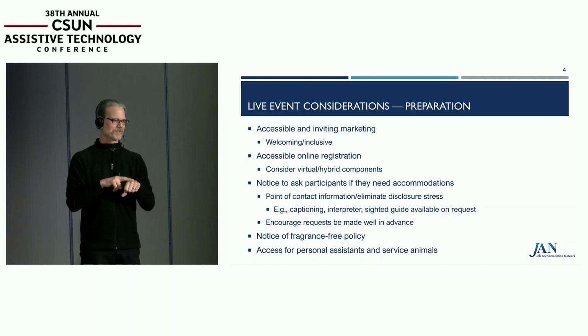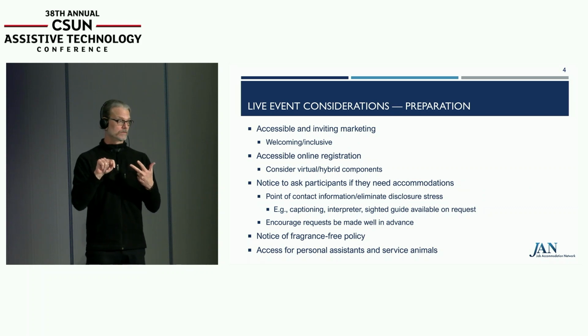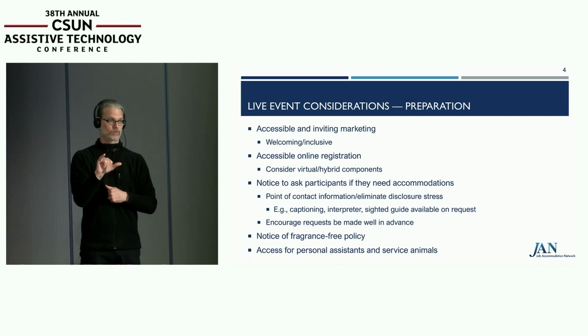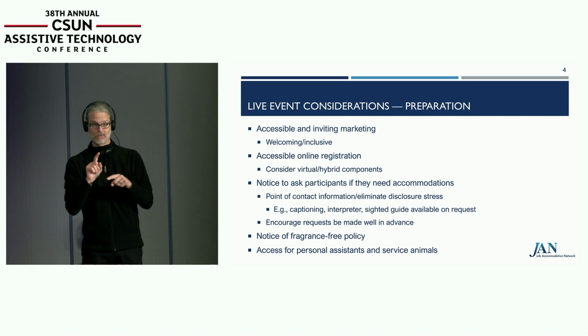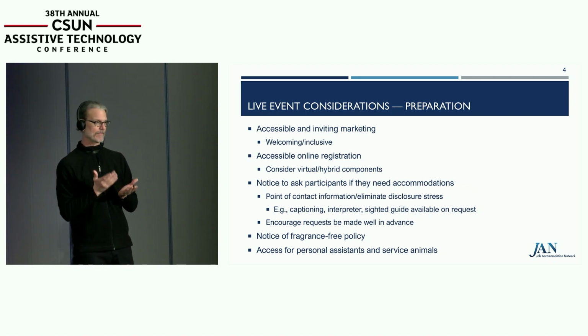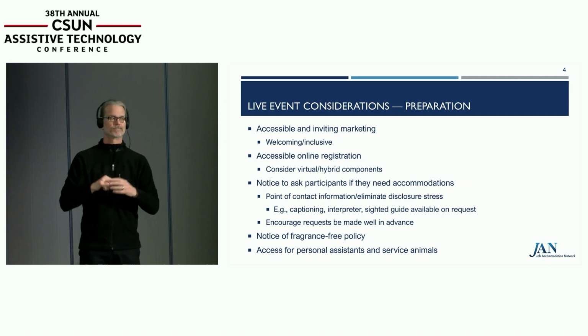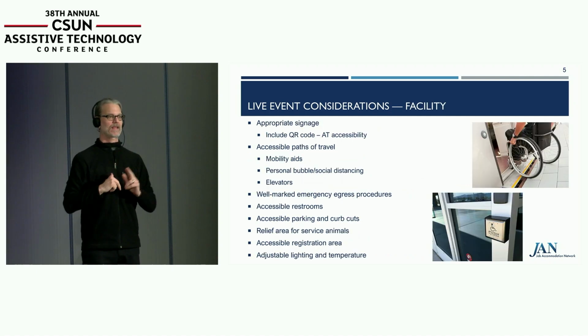We want to give people access to personal attendant services, service animals, emotional support animals, and give access to those assistive technologies beyond the person themselves. And of course, like I mentioned, if you can't approve an accommodation request, inform that person that it couldn't be implemented, and propose alternatives so they can make that informed decision. Okay, moving on to the facility.